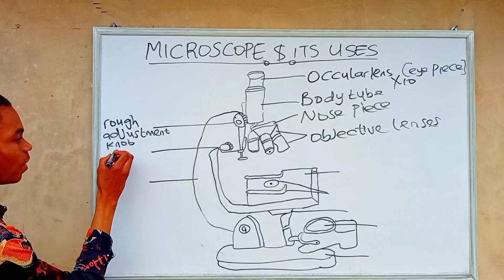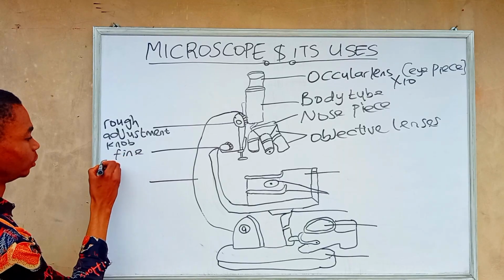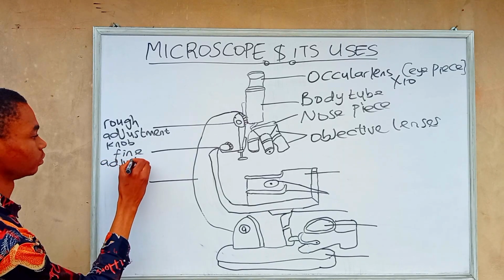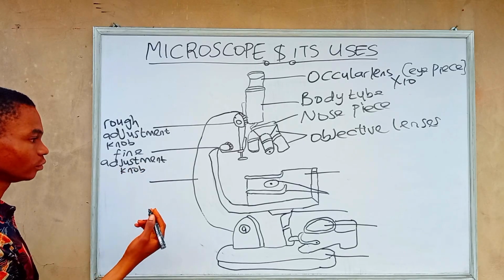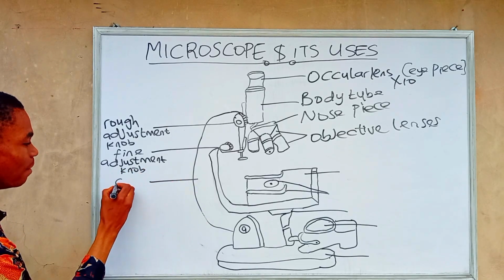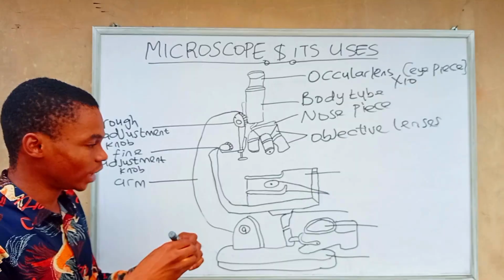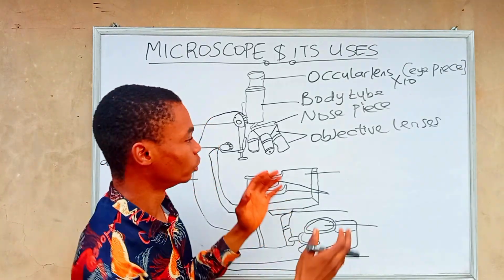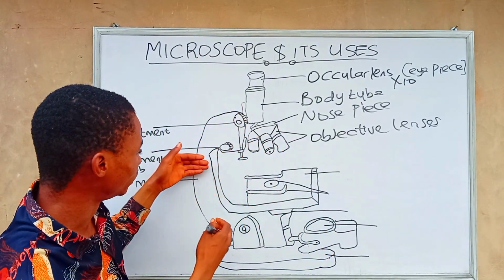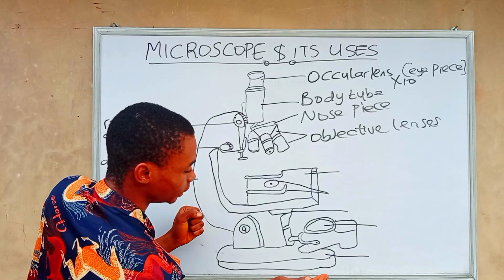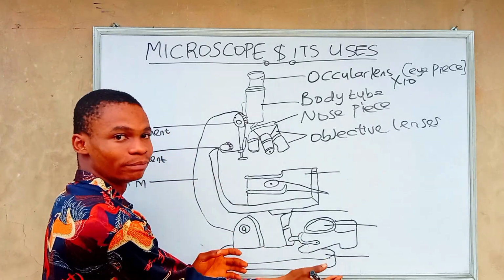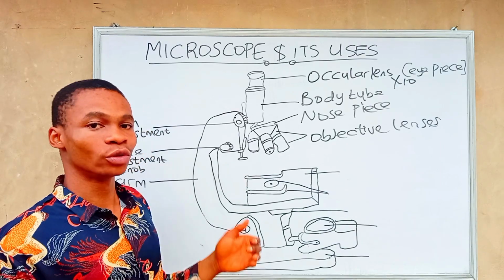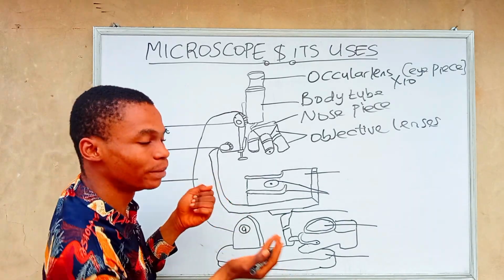This part is also called the fine adjustment knob. So this part is called the arm. When you want to carry a microscope, you don't just carry it anyhow. You hold the arm here and hold the base. So I'm still going to label this part. This is called the arm, while this is called the base. So when you carry a microscope, you carry only the arm and base.